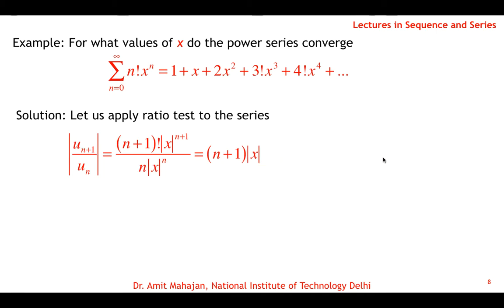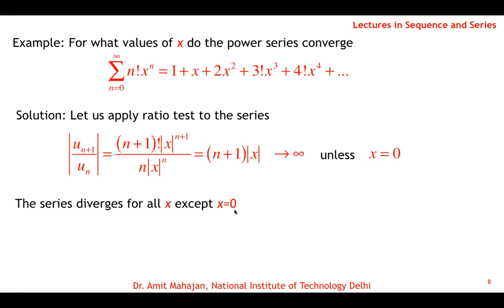And when n becomes large, this product will become infinite, except when the absolute value of x is 0. That means except when x is 0. So this goes to infinity unless x is 0. For any non-zero x value this goes to infinity. That means this series is divergent for every x except x equals 0. So this series is convergent only at the center, x equals 0.